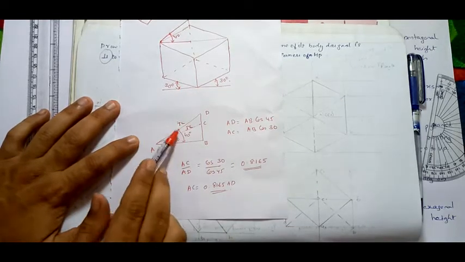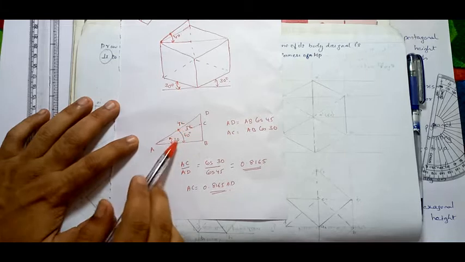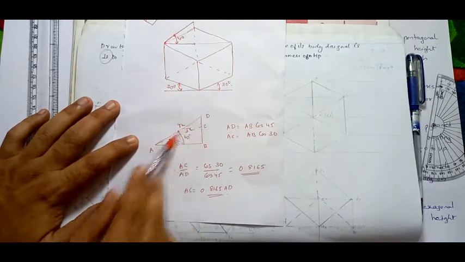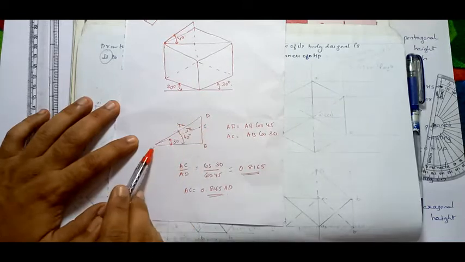Now, to find in what ratio it is reducing, what will I do? cos 30 is equal to what? Adjacent side by hypotenuse. So AD is equal to cos 30 into AB.